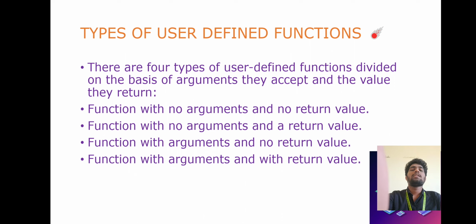Here we have the types of user-defined functions. There are four types of user-defined functions, divided on the basis of the arguments they accept and the value they return. First, function with no arguments and no return value. Function with no arguments and a return value. Function with arguments and no return value. Function with arguments and with return value. These are the four types of user-defined functions.